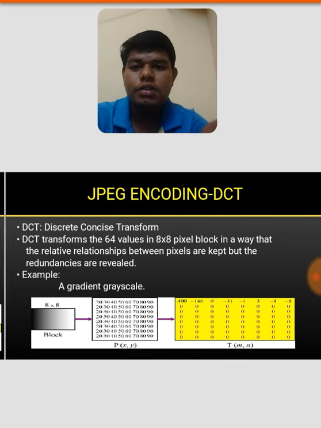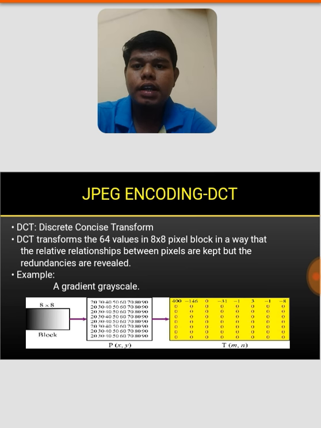Now we are going to see what is meant by DCT, the discrete cosine transform. The image is arranged into an 8 by 8 matrix, and the redundancy is removed. DCT transforms the 64 values in 8 by 8 pixel blocks in a way that the relative relations between the pixels are kept but the redundancy is revealed. That's what I said. This is a block of the image that we consider as pixels.